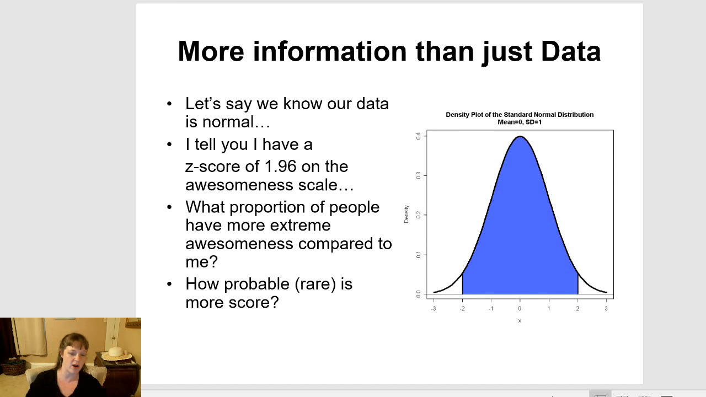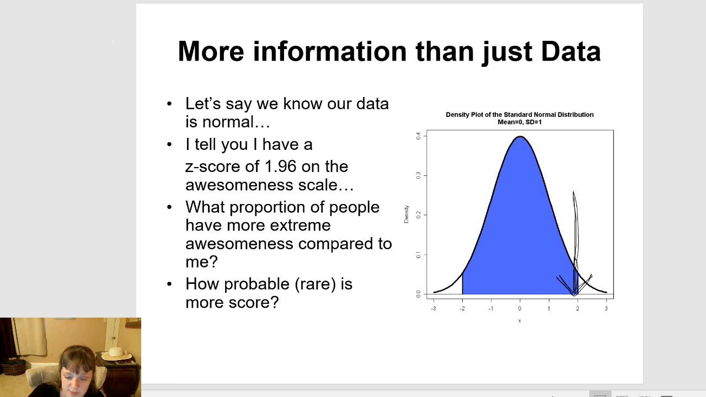Let's say I tell you that on Jenny's awesomeness scale, I have a z-score of 1.96. And I tell you that awesomeness is normally distributed. Now, unless I tell you that awesomeness is already normal, I can't use this pretty graph to figure things out. But let's say awesomeness is normally distributed, so it's got a bell-shaped curve. And I have an awesomeness score of 1.96. That means I'm right about here, right?